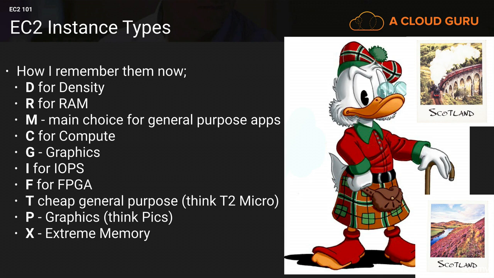C is for compute. G is for graphics. I is for IOPS. F is for FPGA, which is field programmable gate arrays. Again, very new. T is for general purpose compute, and we're going to be using T2 micros all the time throughout the rest of this course, so you're going to be very familiar with them. P is for graphics, so just think of pics, and then X is for extreme memory, so things like SAP HANA need a huge amount of memory, so X is for extreme memory. And there you go, we've got Dr. McGiftpicks. If you can come up with a better anagram, let me know, and I will re-record this lecture, but for now that's the way I'm going to remember it.